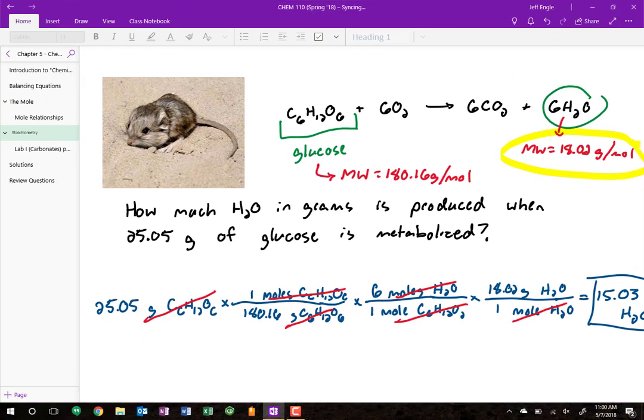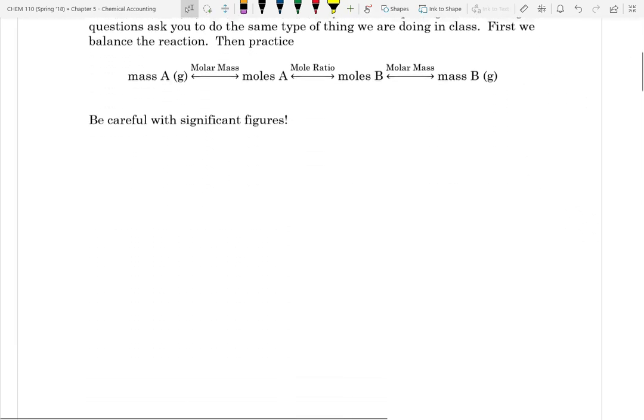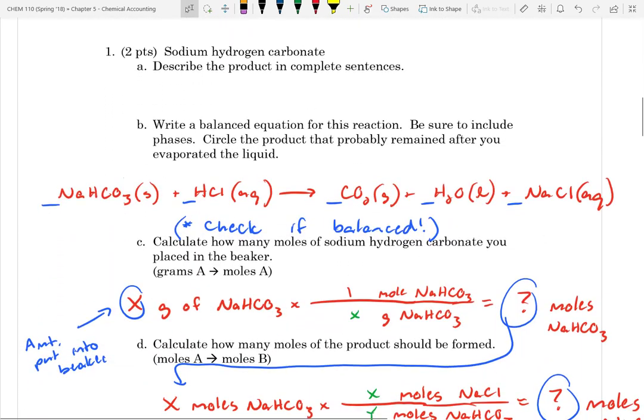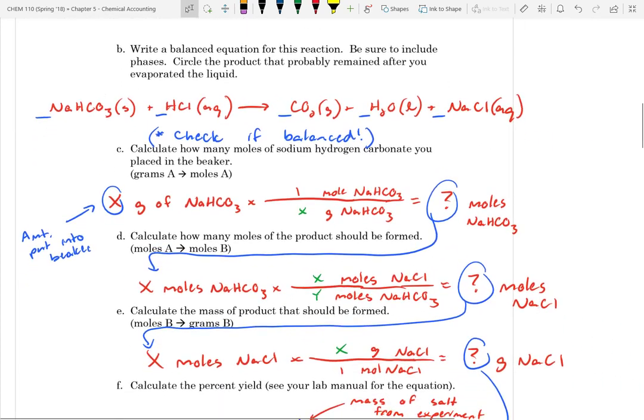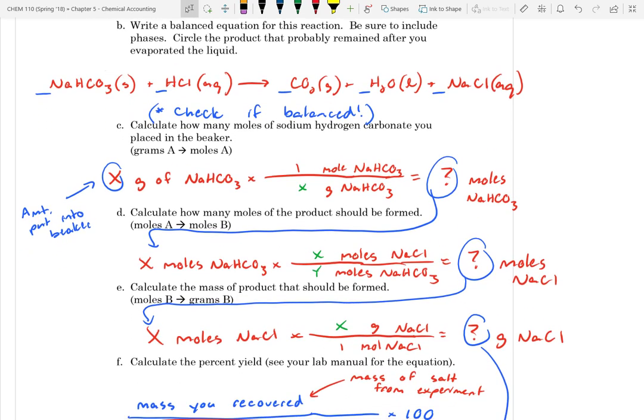And I've got a rough guide because it's pretty common that students get confused with this. So what I've done is outline what you need for the first page. For example, part A just says describe the product in complete sentences. So what did it look like? It's pretty easy. Part B says write a complete balanced equation for this reaction. And if you remember, we had sodium bicarbonate plus hydrochloric acid, and then a reaction arrow producing CO2, water, and sodium chloride. And then we need to add in those coefficients to make sure it's balanced. We always do that before we do stoichiometry.